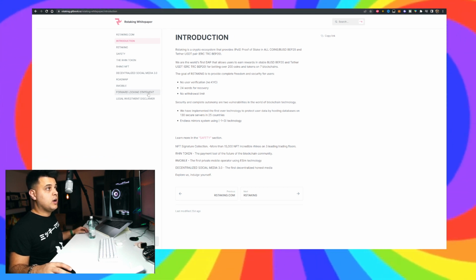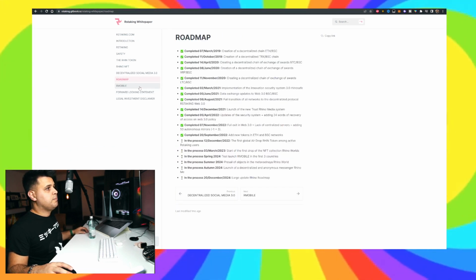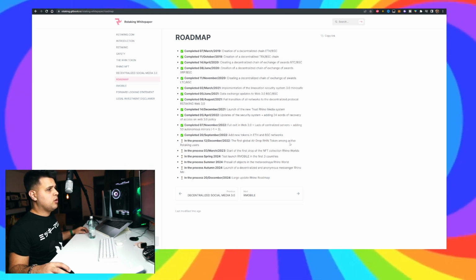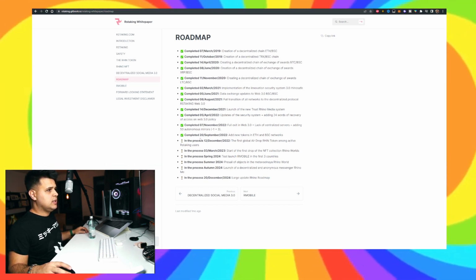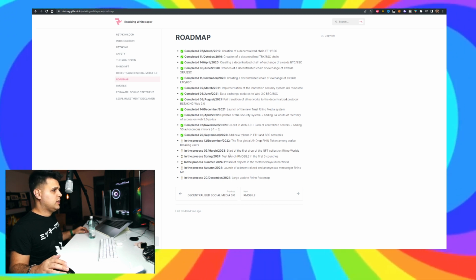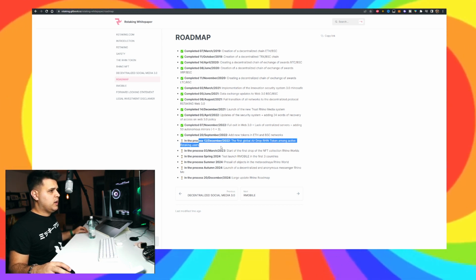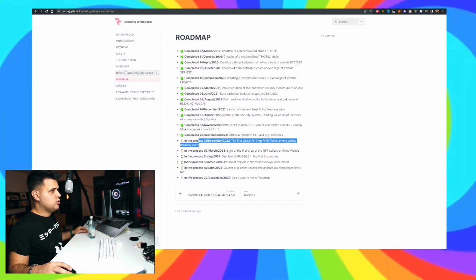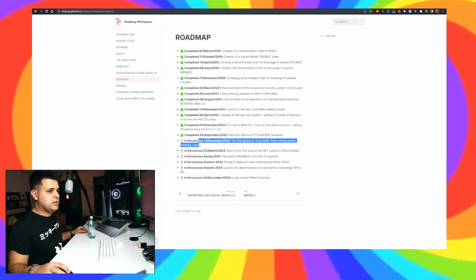What I want you to do after the video is do a little research. Check the roadmap. They pretty much did everything until 20th of September. We're waiting for this step, so we'll see how that goes. They also have the mobile app and a few other things we're waiting for.